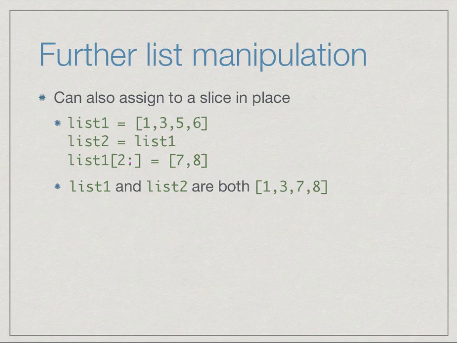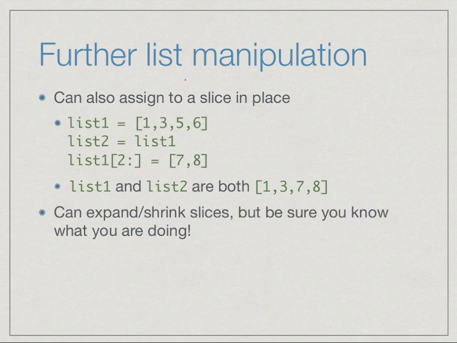So in the same way, if I say that list 1 from slice 2 to the end becomes 7, 8, it changes 5, 6 to 7, 8 both in list 1, but it also does not change where it's pointing to. So list 2 also gets affected. So both of them now say 1, 3, 7, 8.